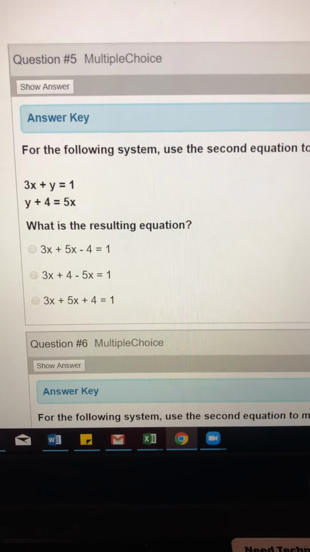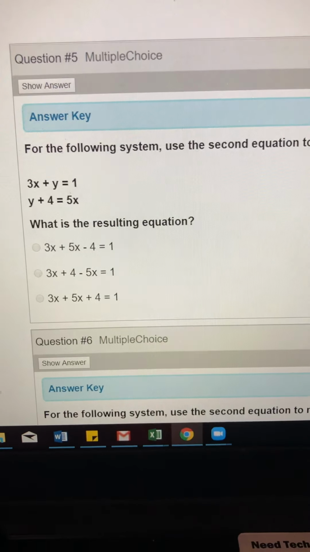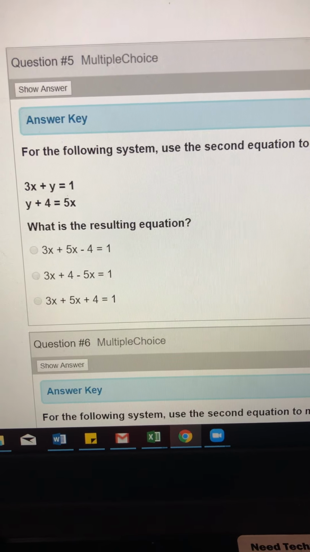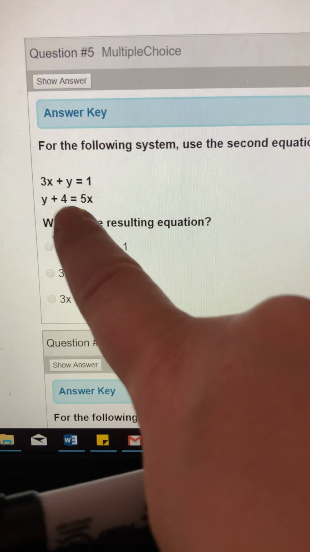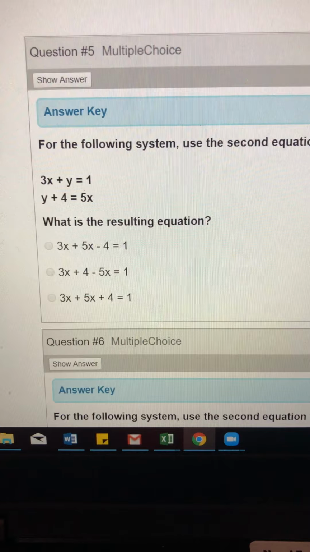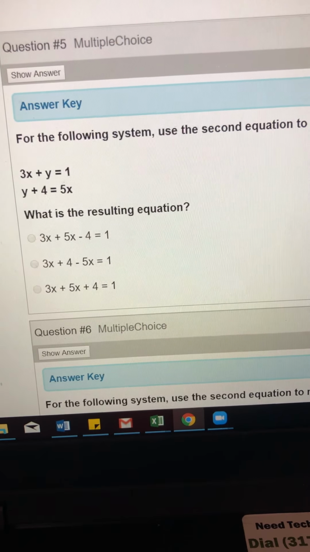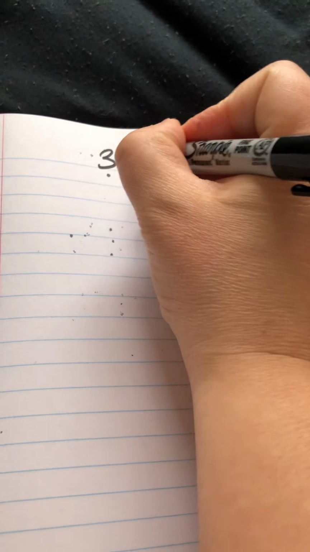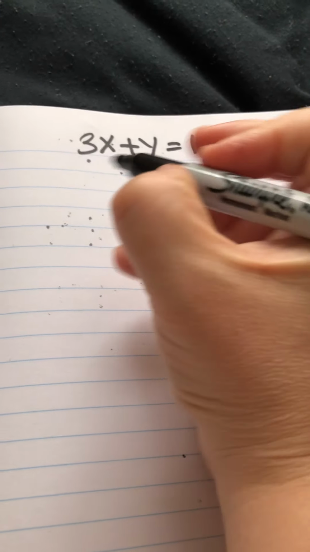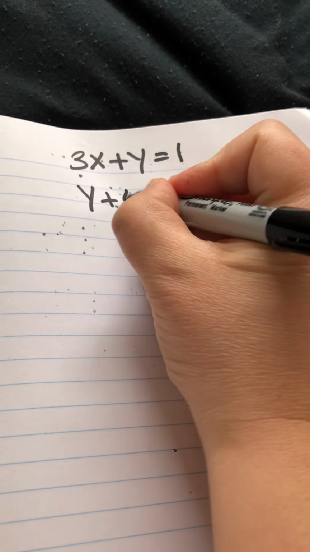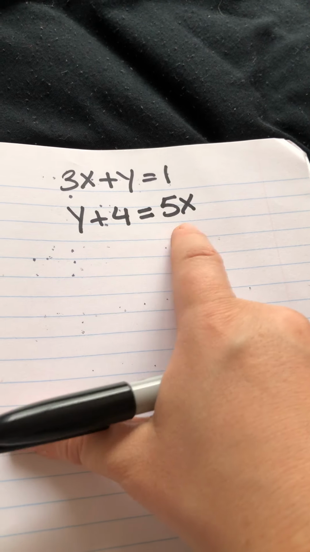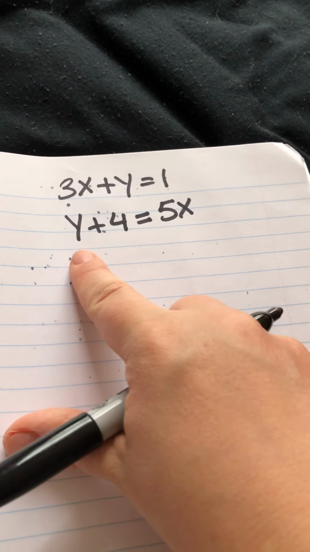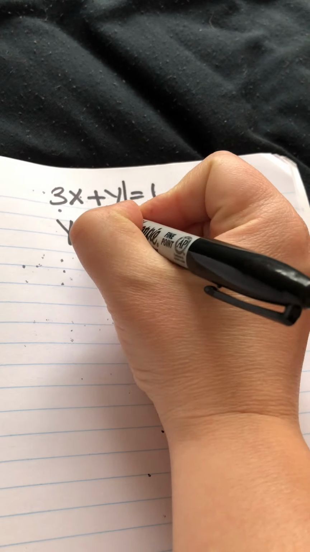So here, we don't have either variable by itself. What we're trying to do is get the y by itself in the second equation so that we can plug it into the first equation. So let me go ahead and write my equations down. So if I want to plug this equation into this, I need to have y by itself so that I can put it in for this y.